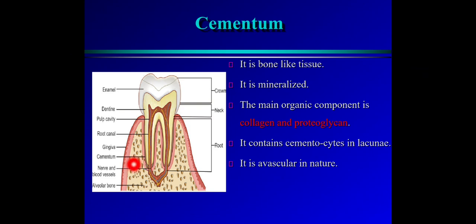So this portion present here is the cementum. It is covering the dentine in the root, just like the bone. It is mineralized. The main organic components present in the cementum are collagen and proteoglycans.